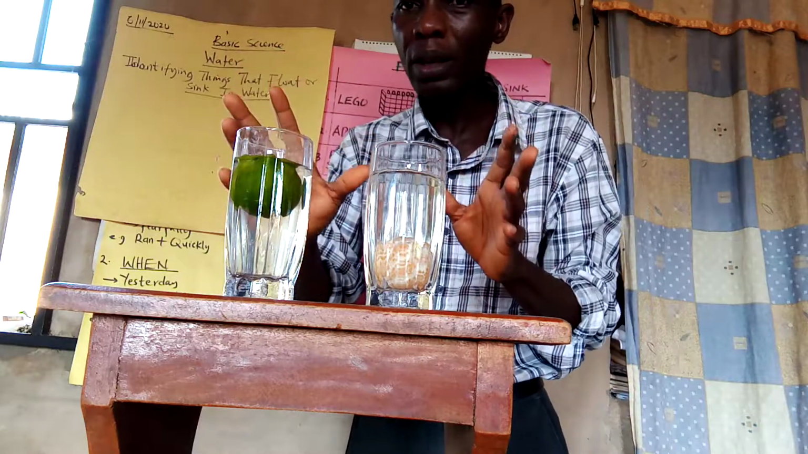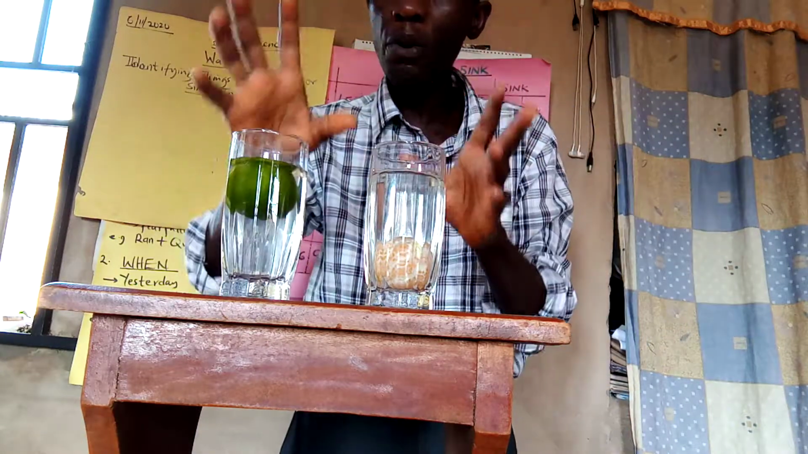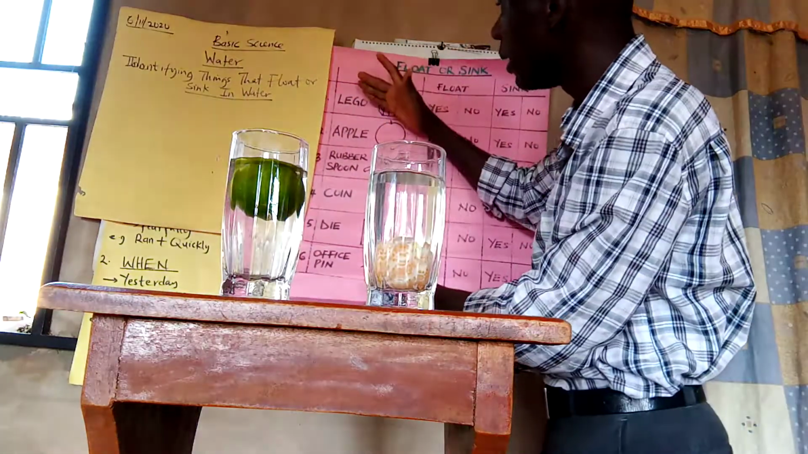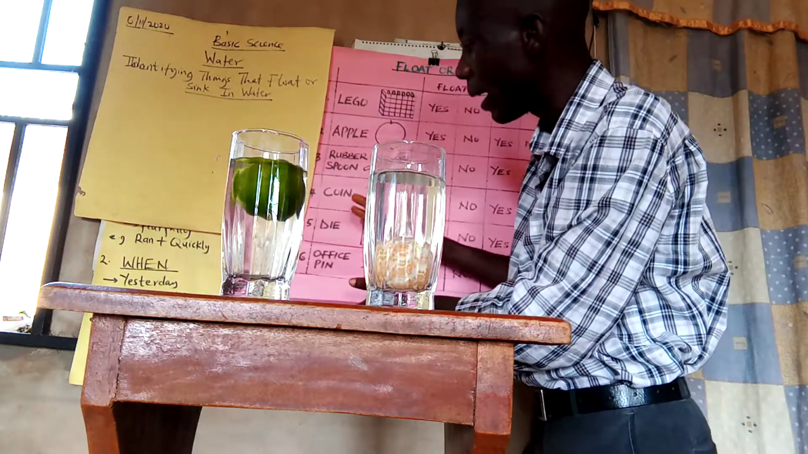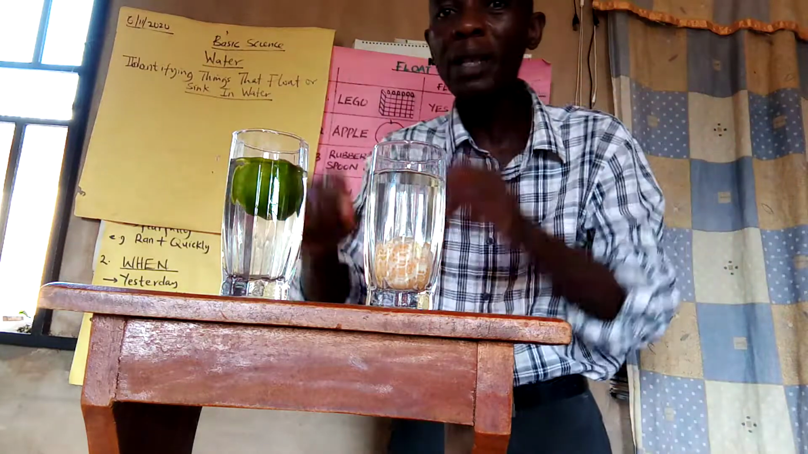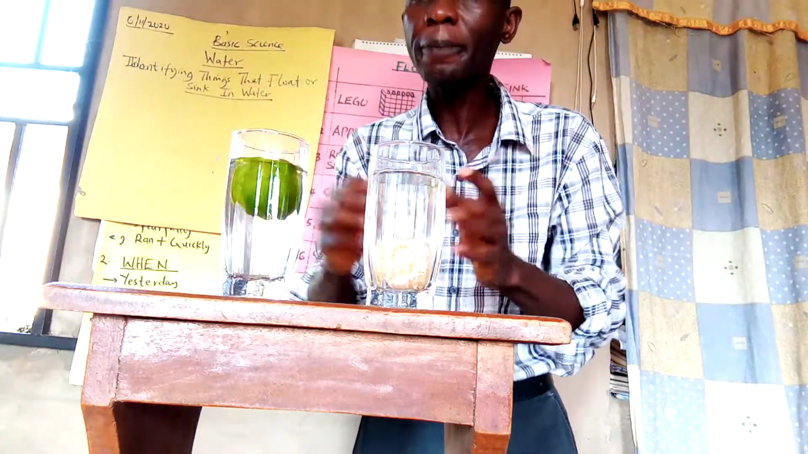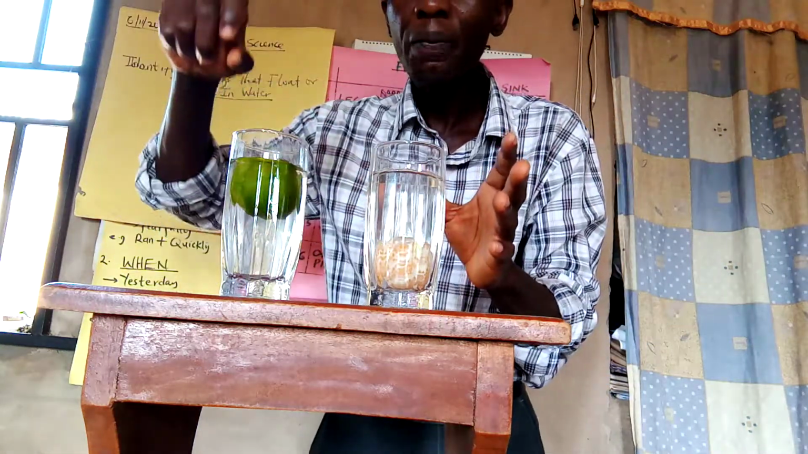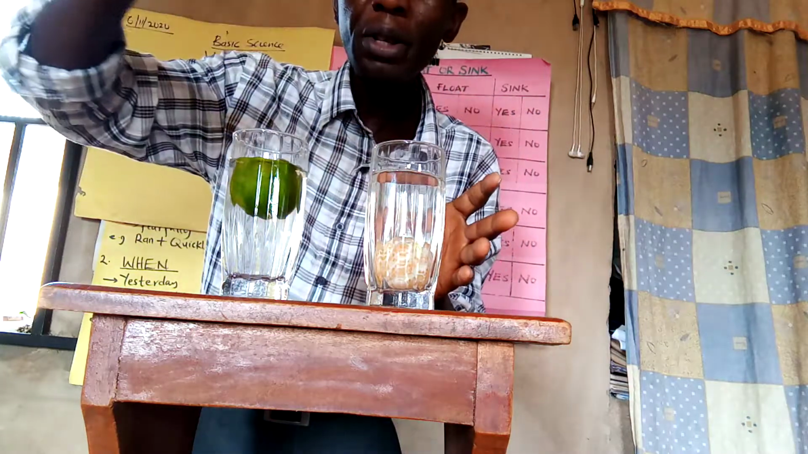Let me explain the instruction again. You have a glass cup of water in front of you, and 6 items provided for each group. You have Lego, apple, rubber spoon, a coin, a die, and office pin. You're going to drop the objects one after the other. We call this group work, right? I expect each of you to share the dropping into that glass of water one after the other. Make sure it goes round.